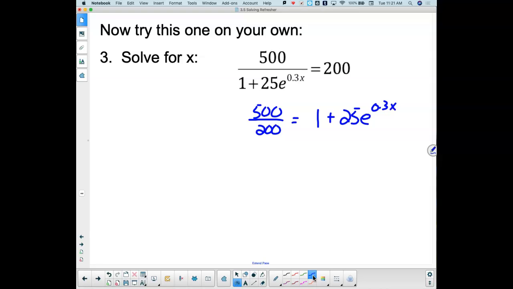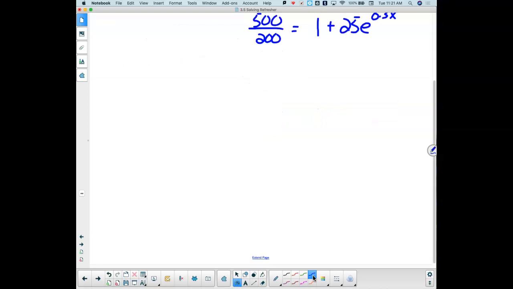0.3x. 500 divided by 200, is that a reducible fraction? What you got? 5 halves. Okay. Now what? Subtracting 1 is like subtracting what? 2 over 2, so I get 3 over 2.